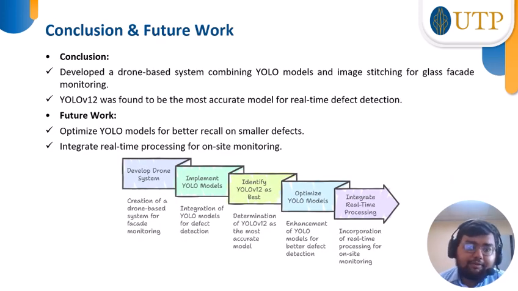I would like to conclude that with this research work, we developed a drone-based system combining YOLO models and image stitching for glass facade monitoring. YOLO version 12 was found to be the most accurate model for real-time defect detection. In terms of future work, we can optimize the YOLO models for better recall and smaller defects and integrate real-time processing for on-site monitoring. The flowchart below is a roadmap for the future work, such as developing drone systems, implementing YOLO models, identifying YOLO as the best, and then optimizing YOLO models and integrating real-time processing.